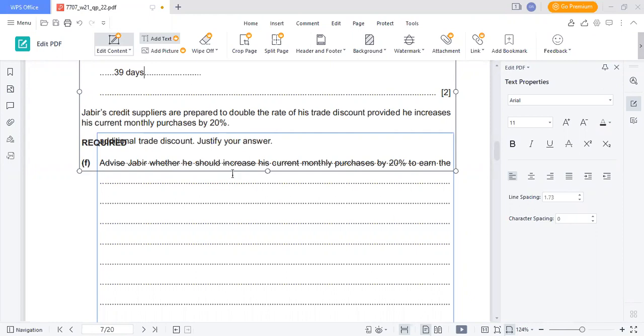So it will increase if he'll increase his purchases by 20%. So his trade payables will also increase. He'll also have cost of storage, as he'll be needing a warehouse to store his goods. So the storage cost, holding cost, and wastage cost will also increase.